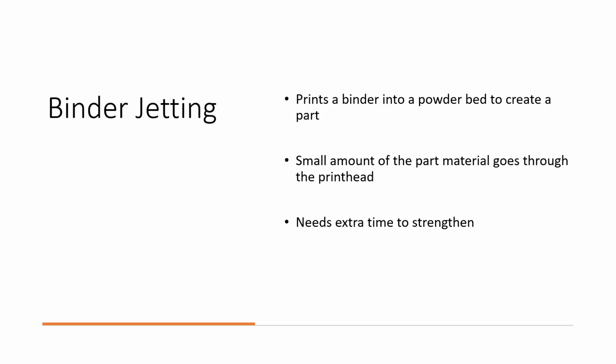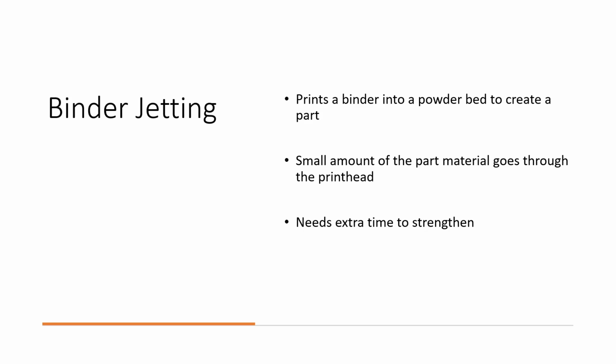Now, binder jetting prints a binder into a powder bed to create a part, thus only a small amount of part material is printed through the print head. The binder droplets, when printed, form a collection of binder liquid and powder particles and then bond to the previous layer. When a layer is completed, the powder bed is lowered and another layer of powder is spread, and this is repeated until the desired part is complete.